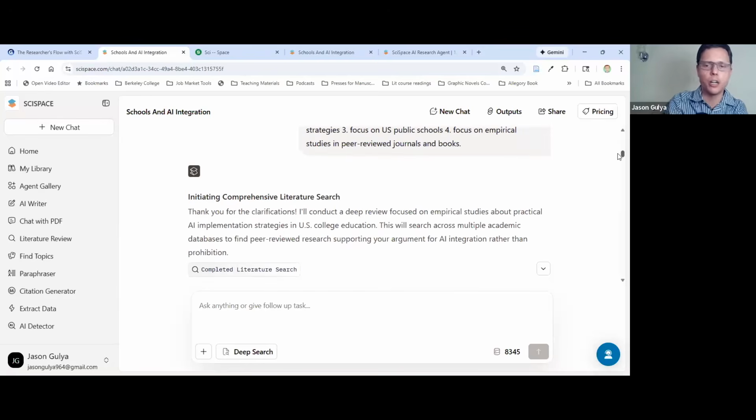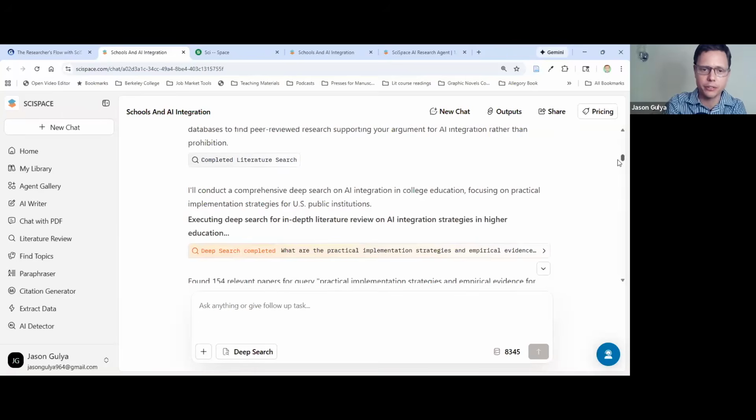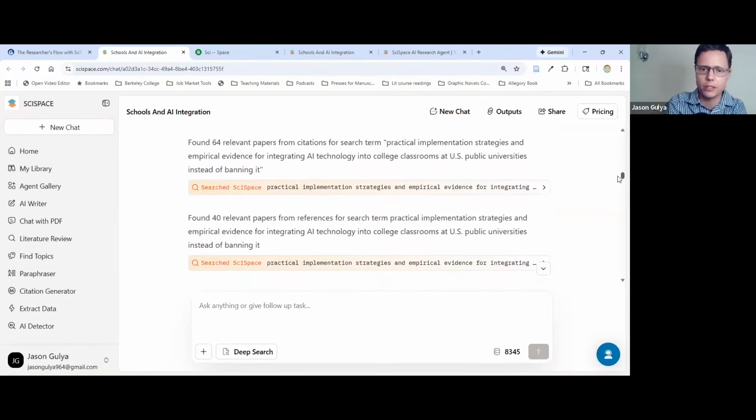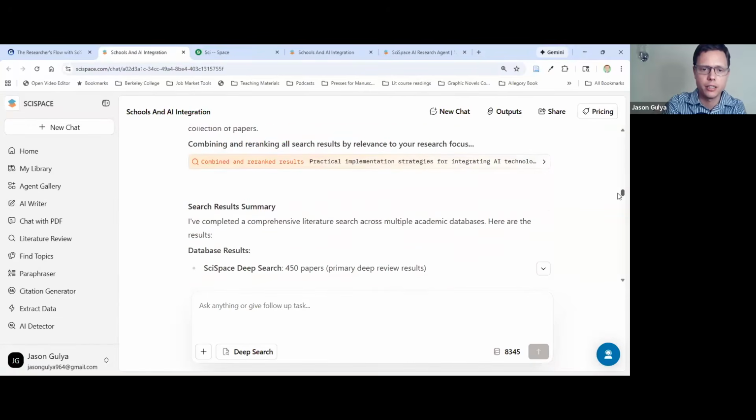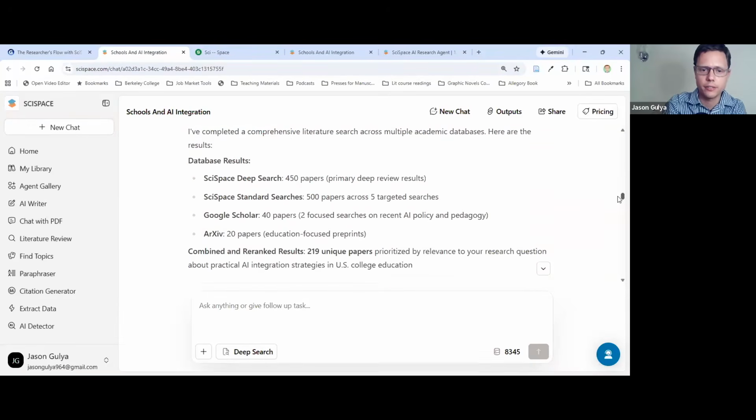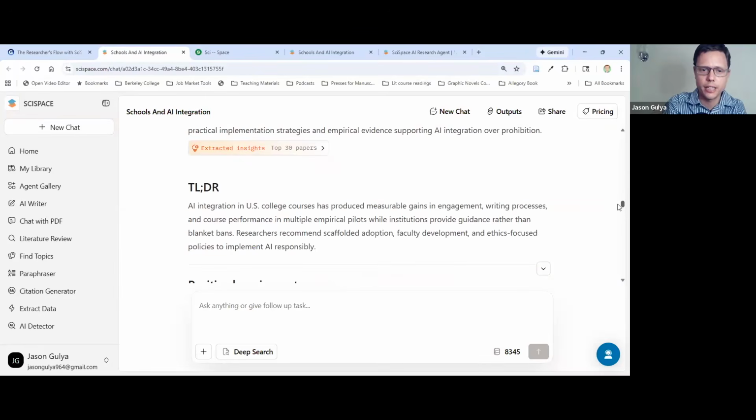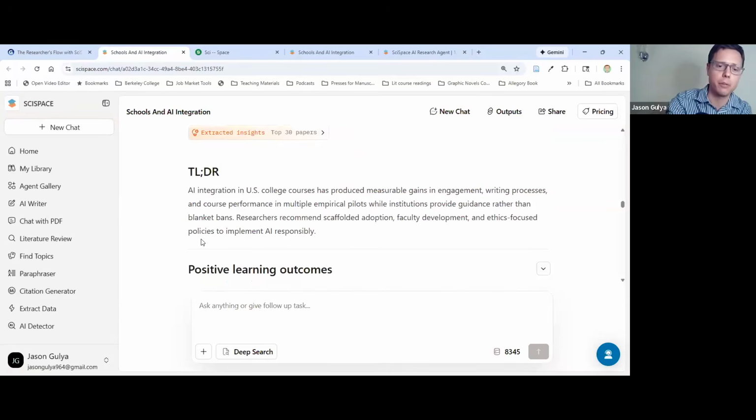So it initiated the comprehensive... Oh, it's giving you the steps that it went through. And then if I scroll down, that's just steps, what it did, what it found. And it puts it here. So you get to that process. It gives you the too long, didn't read, and tells you AI integration in US college courses has produced measurable gains in engagement, writing processes, and course performance in multiple empirical pilots, while institutions, oh my gosh, I wish I had prompted it with style, provide guidance rather than blanket bans. Researchers recommended scaffolded adoption, faculty development, and ethics process policies to implement AI responsibly.